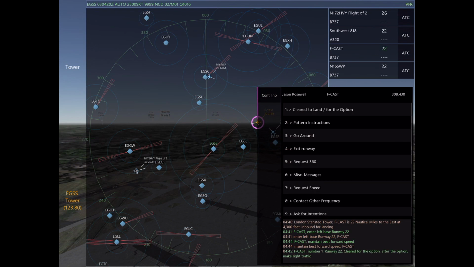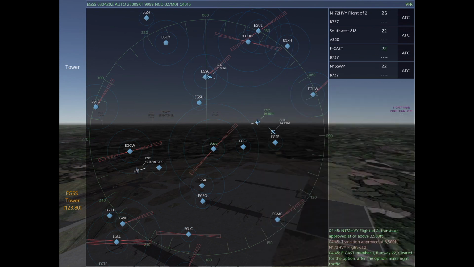So by clearing an aircraft for the option, you're allowing him to do a full stop, or he can do a touch and go, or a stop and go, or even a low approach. So right now, without having to request his intentions, I can just clear him for the option, and I know that we're okay.